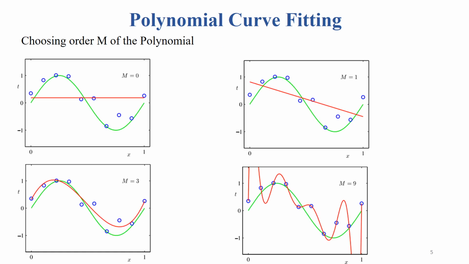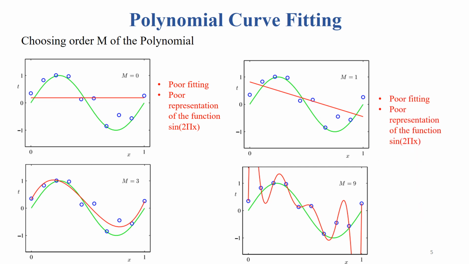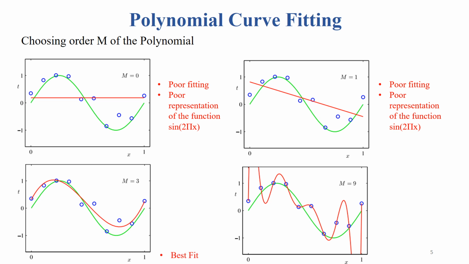Choosing the order of the polynomial. Here M represents the order. Some sample graphs are shown here. If the order of the polynomial is 0, we could see it's a poor fitting. We are not able to fit all the data points. And when the order M is 1, again, it's still a poor fitting and we are not able to fit the data points. It's again a poor representation.